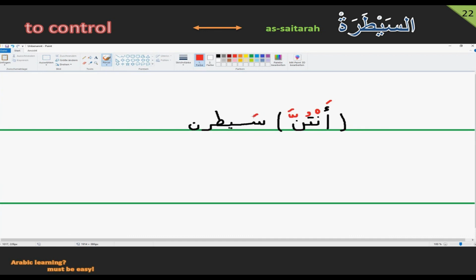أنتن سيطرن. Directly سيطرن. And finally أنتما سيطرا. سيطرا. أنتما سيطرا.